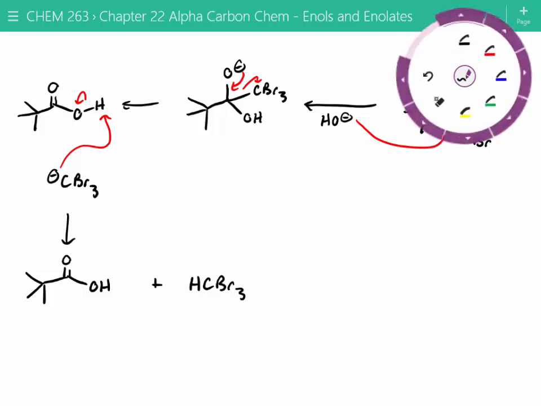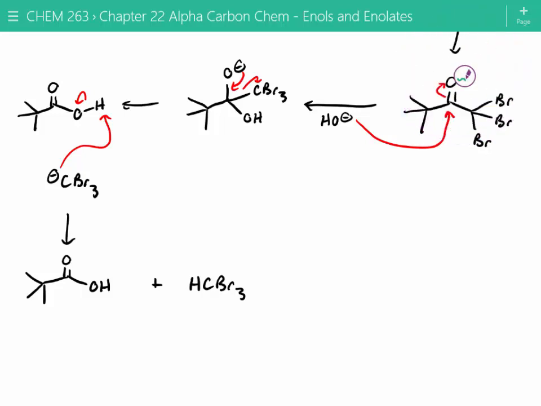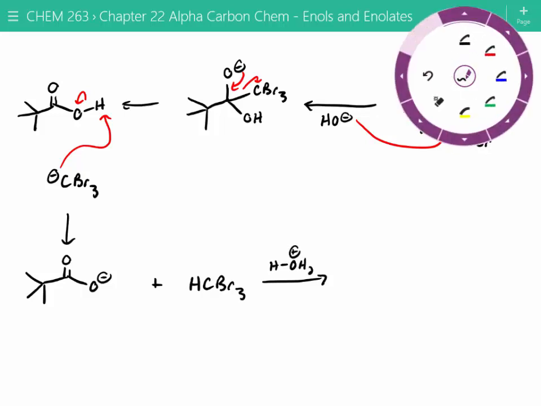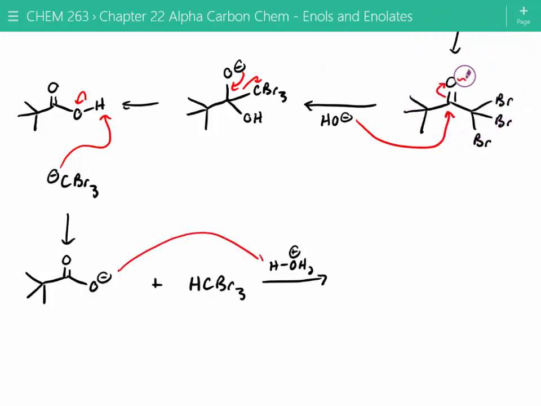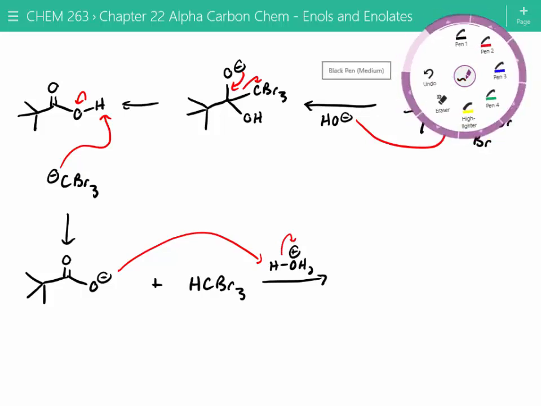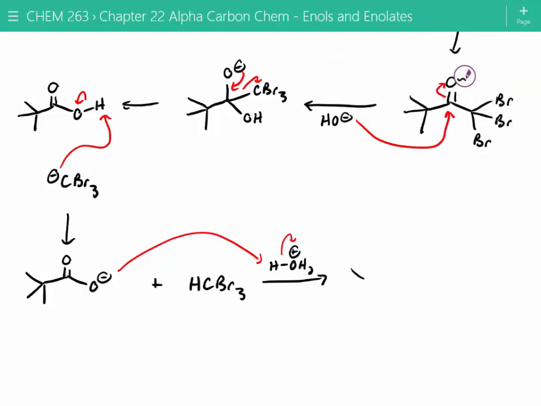And then during our acid workup, yeah, we protonate it. That is just excellent. So it's a two-step reaction. The first step, you react it with sodium hydroxide and bromine. And then in your second step, you need to protonate your carboxylic acid.